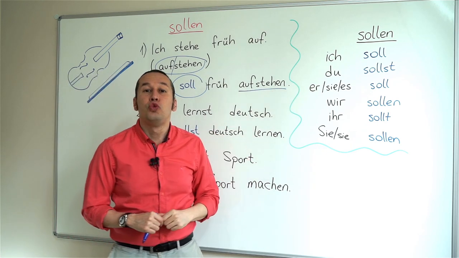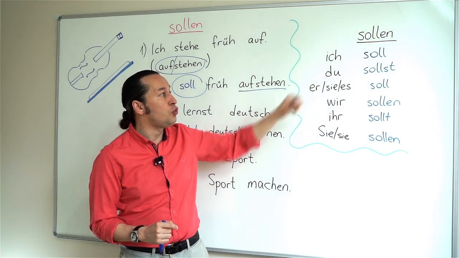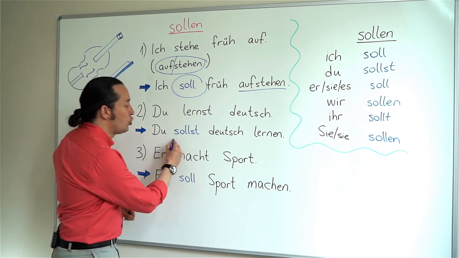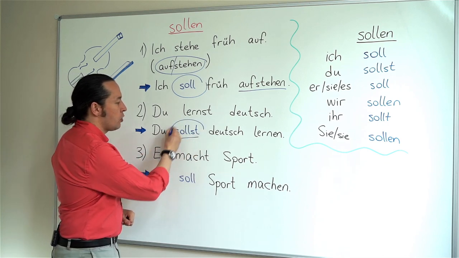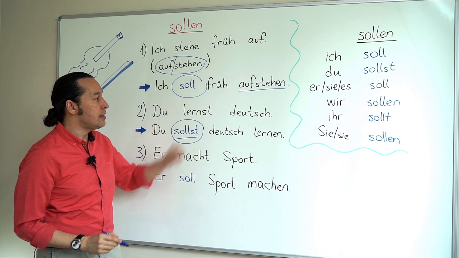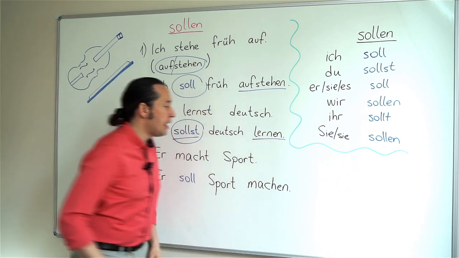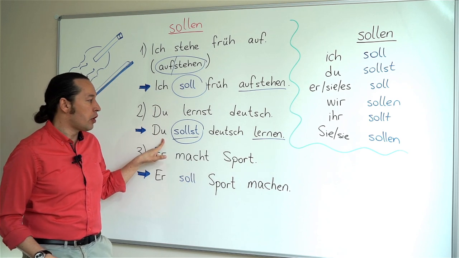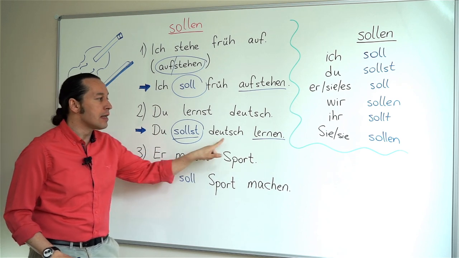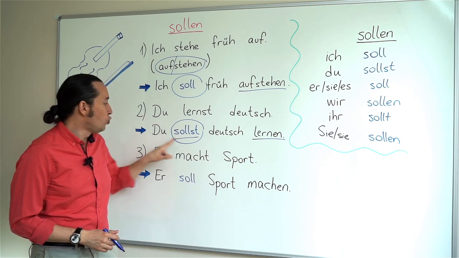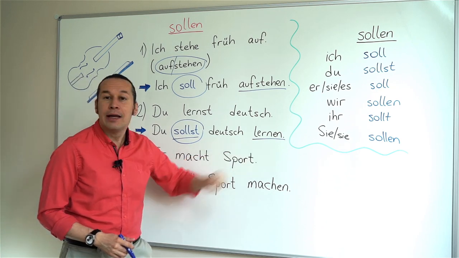Here we have du sollst. The conjugation for du is sollst. So, I'll say du sollst, okay? So, I conjugate this, and lernst will be in the infinitive form, and I'll say you should learn German for du sollst Deutsch lernen. You should learn German. Du sollst Deutsch lernen.